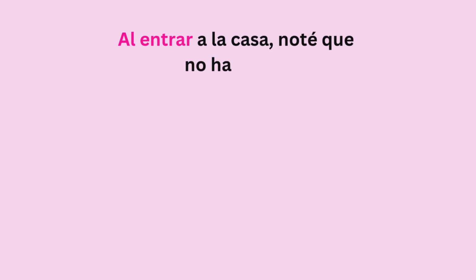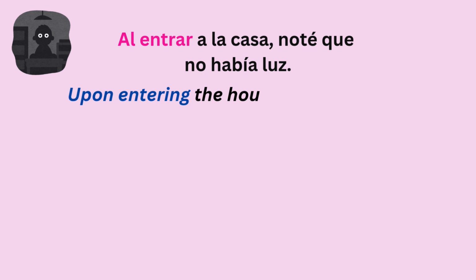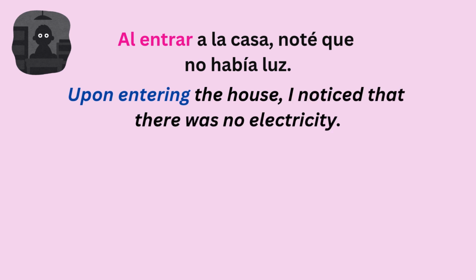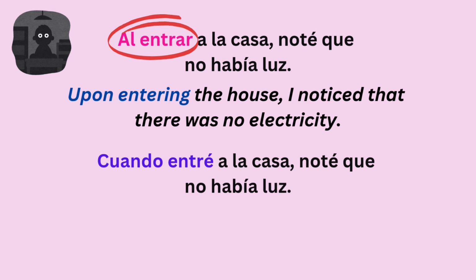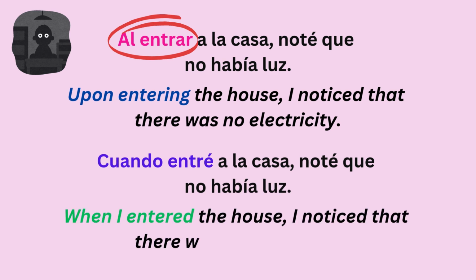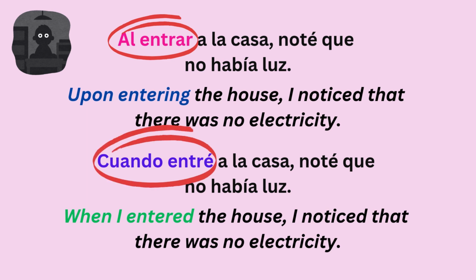Al entrar a la casa, noté que no había luz. Upon entering the house, I noticed that there was no electricity. In this case, we created a sentence in the past tense without conjugating the verb entrar in the past. Now, let's compare this sentence with the following. Cuando entré a la casa, noté que no había luz. When I entered the house, I noticed that there was no electricity. Here, we replaced al entrar with cuando entré. While both sentences are correct, this version requires choosing the right past tense and conjugating the verb entrar, making the sentence more complex.